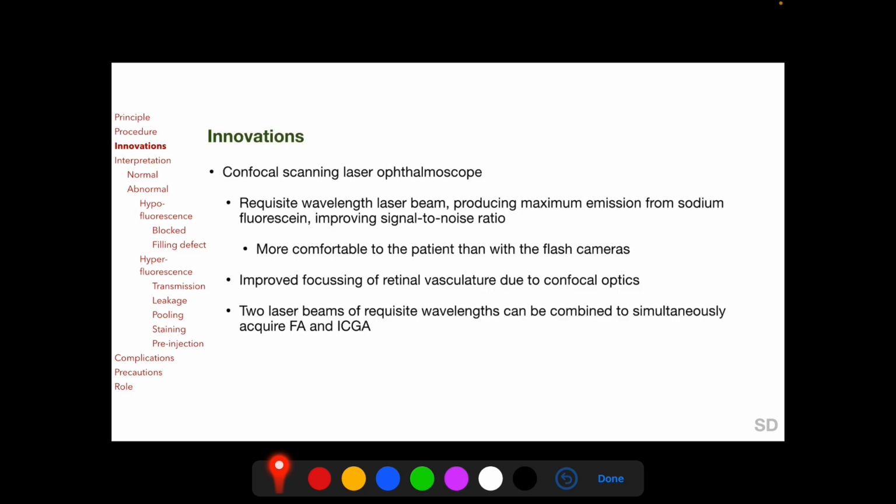Several innovations have contributed to improved imaging with fluorescein angiography, and these include the confocal scanning laser ophthalmoscope, in which instead of a white light source, a requisite wavelength laser beam is used as the light source, producing maximum emission from sodium fluorescein, thus improving signal to noise ratio. CSLO also enables improved focusing of retinal vasculature due to its confocal optics, and two laser beams of requisite wavelengths can be combined to simultaneously acquire fluorescein angiograms and indocyanine green angiograms.